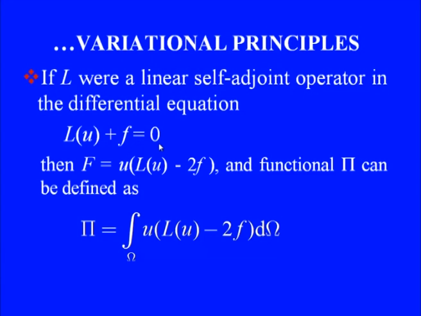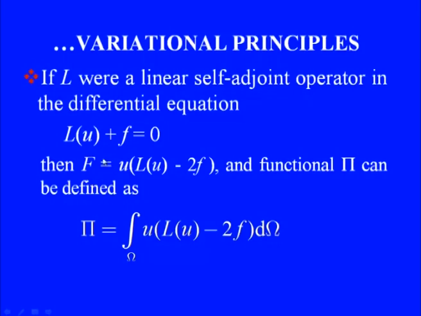So, in that case you can look at your maths textbook and it will tell you that in such situations we can obtain this function or operator f which is given by u times Lu minus 2f, and functional capital pi can be defined as pi is equal to integral over omega of f d omega. We substitute for f, that is u multiplied by Lu minus 2f. So, now this is our scalar functional, we minimize it and thereby we would have our finite element formulation.